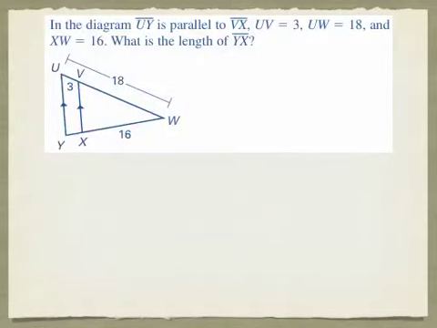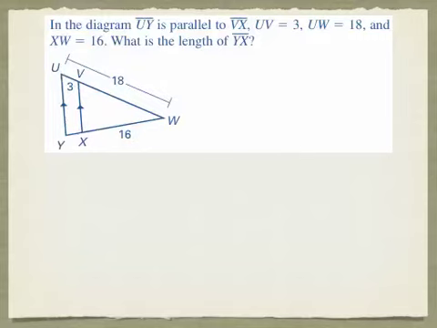This first example says that in the diagram, UY is parallel to VX. They tell us that UV is 3, that UW is 18, and that XW is 16. They want us to find the length of XY, or YX. In this case, I would be using the triangle proportionality theorem because they tell me that the two sides are parallel.